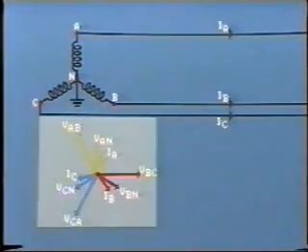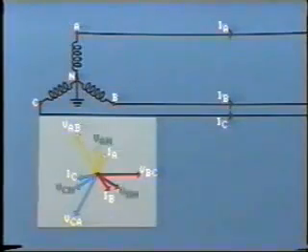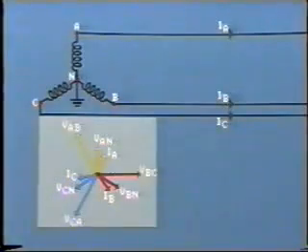This phasor diagram shows the phase relationships and magnitude of the line-to-neutral voltages. Line-to-line voltages are also shown. Note that the voltage between lines A and B leads the phase voltage VAN by 30 degrees, and similarly with the other phases. This we already learned in a previous tape.